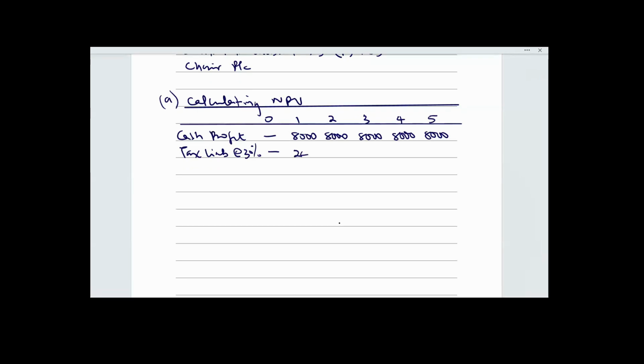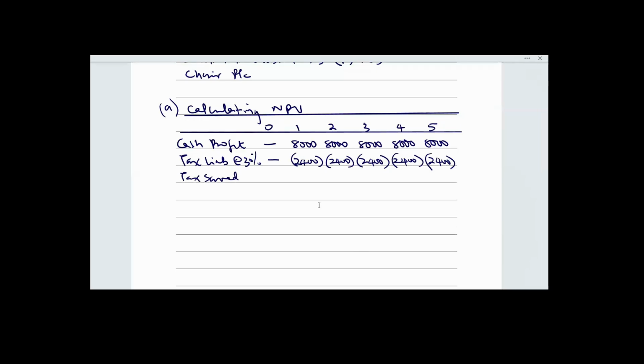So here will be 2,400, 2,400 each. 2,400. The last one, 2,400. That's the tax liability. Immediately after tax liability, you must consider tax saved on capital allowance. So tax saved. So we need to go and work out tax saved on capital allowance.